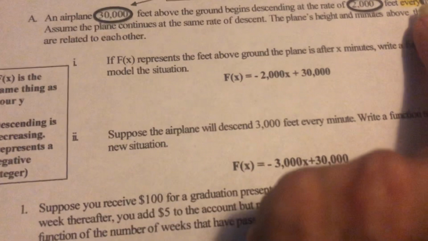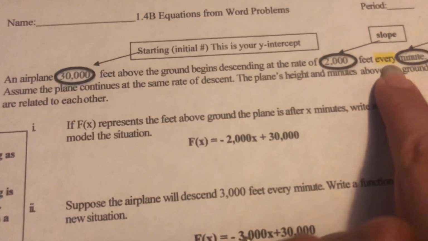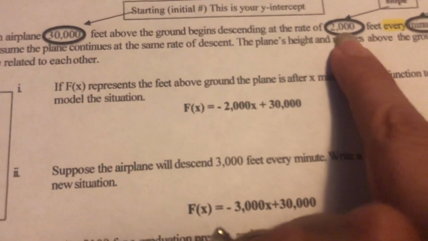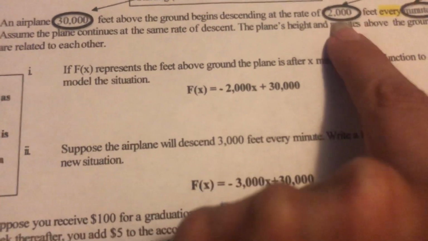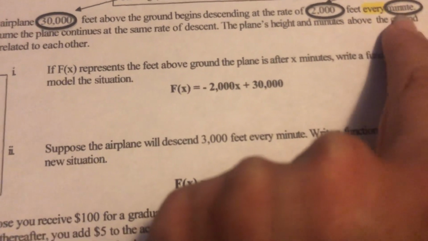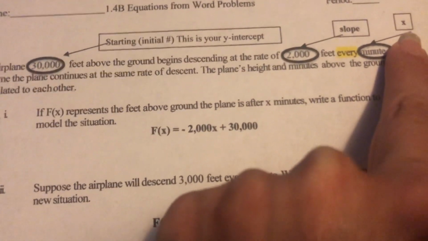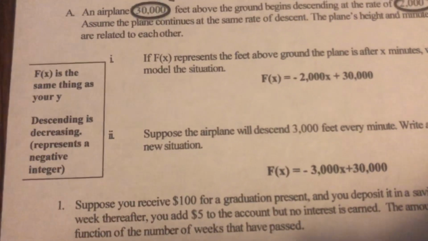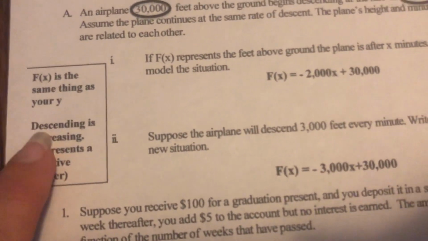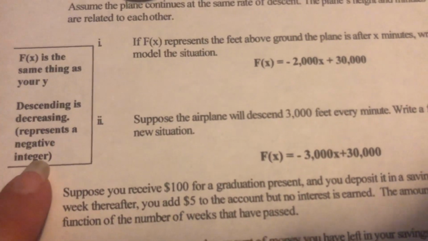As we read through here, I call words like every, per, each, any, a magic words. So every is close to the number 2,000. That means that 2,000 is my slope. Then the word that comes after my magic word, minutes, represents my x. As a reminder, f of x is the same thing as y. And also, descending means decreasing, which represents a negative integer.